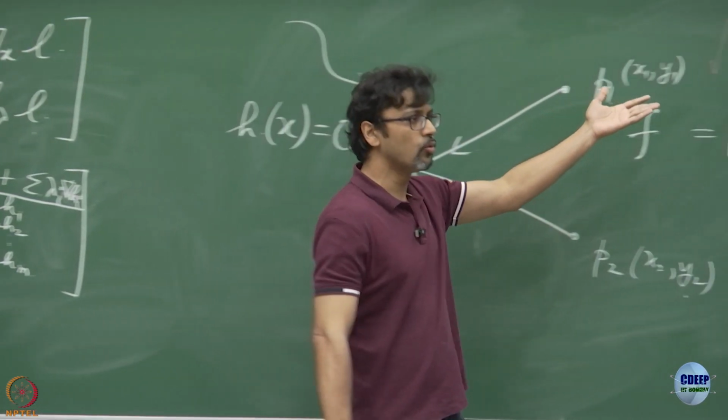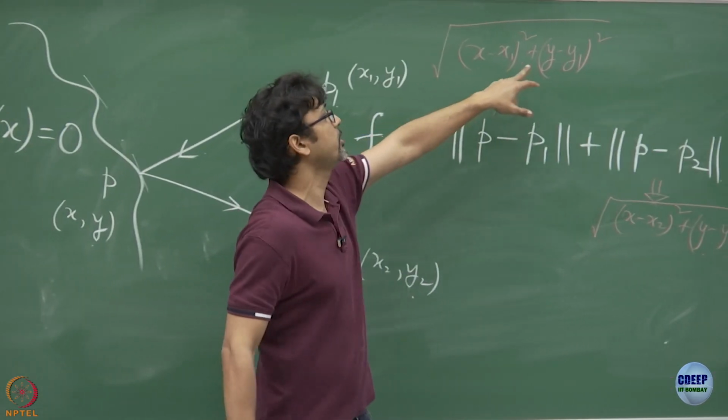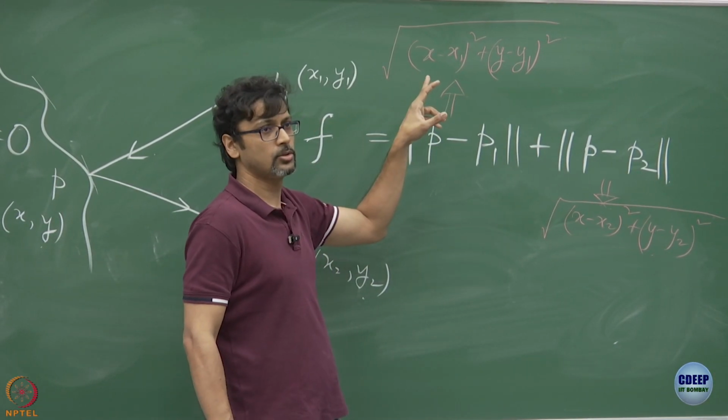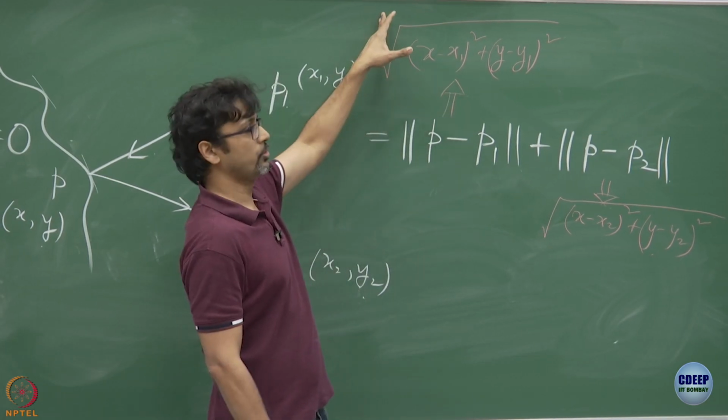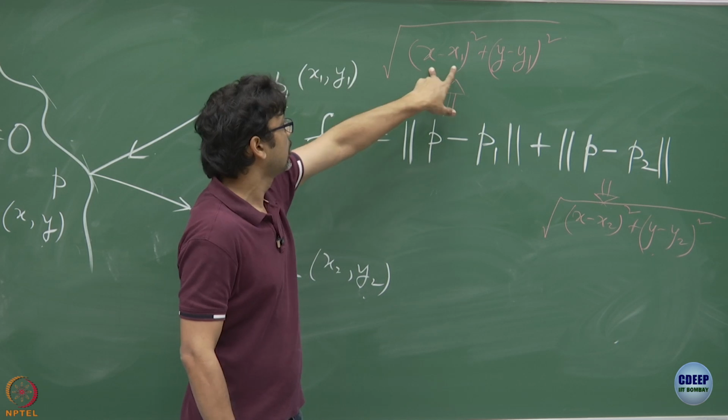Treat x1, x2, y1, y2 as constants, right? When you're taking a partial with respect to x, treat y as constant. When taking a partial with respect to y, treat x as a constant. So what happens? It's a square root. So you take the derivative, half will come out. This fellow goes down in the denominator. This fellow on the top.